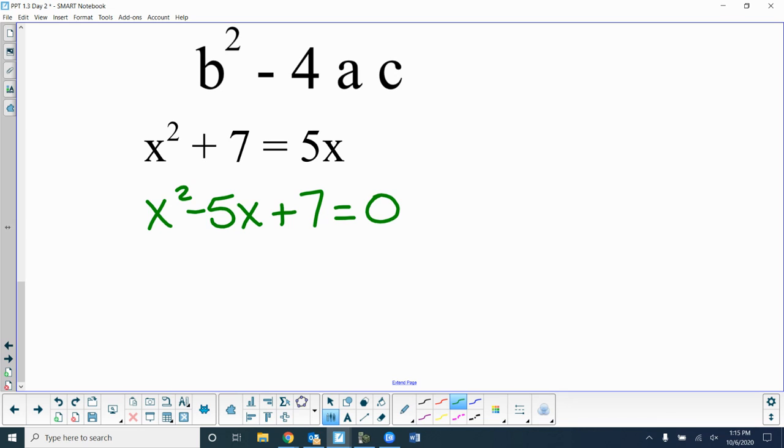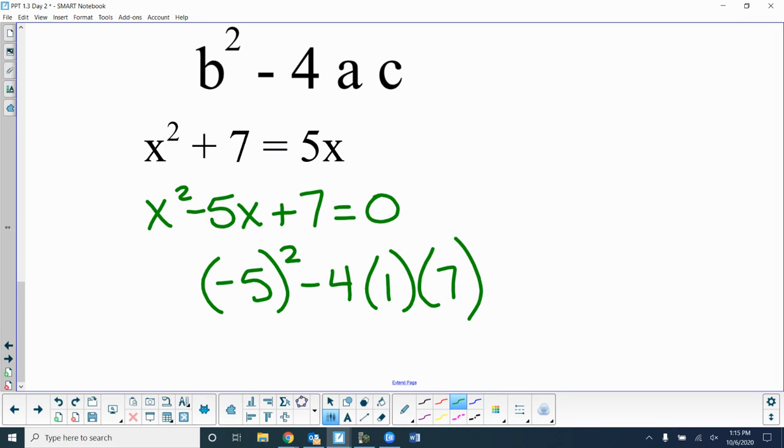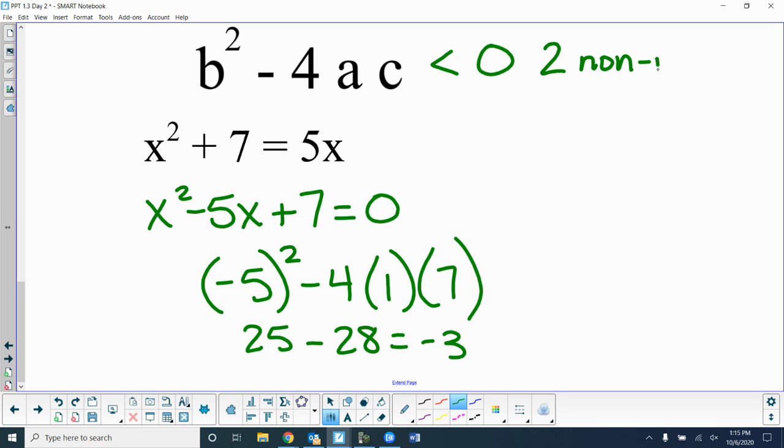Okay? So then you're just going to do the b squared minus 4ac. Okay? And I get 25 minus negative 4 times 1 is negative 4 times 7 is negative 28. So that's a negative 3. Okay? If this is negative like that, less than 0, there's 2 non-real solutions because you're going to take the square root of a negative so the i comes out, right? So that's an imaginary, non-real answer.